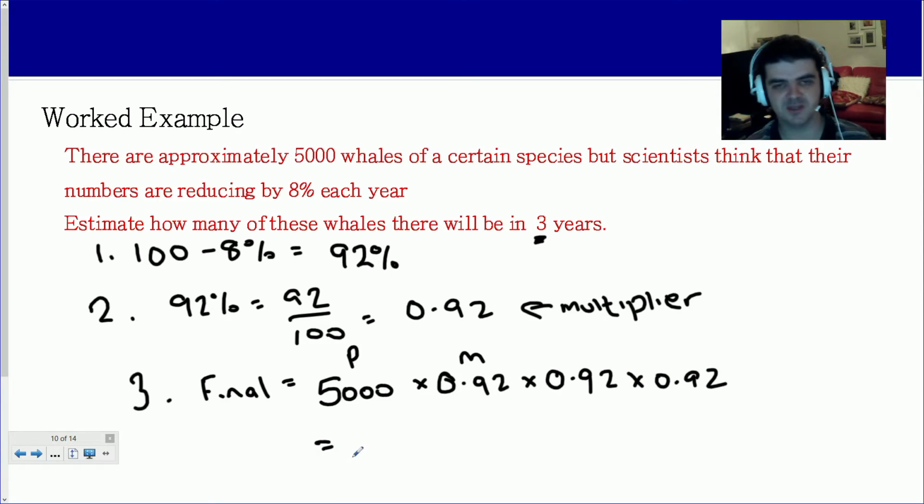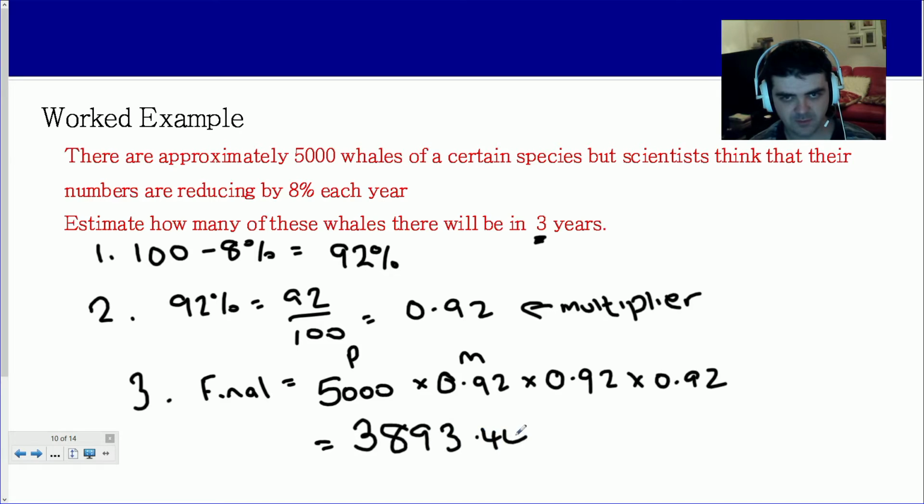And I'm going to pop this into my calculator because we get a rather interesting answer at the end. So if I do 5,000 times 0.92 times 0.92 times 0.92, I get 3,893.44. Now, there's something about that answer that's not quite right. Can you guess what it is?